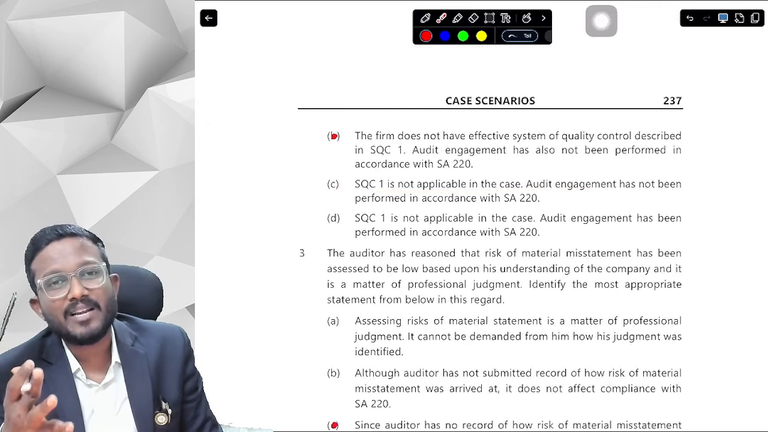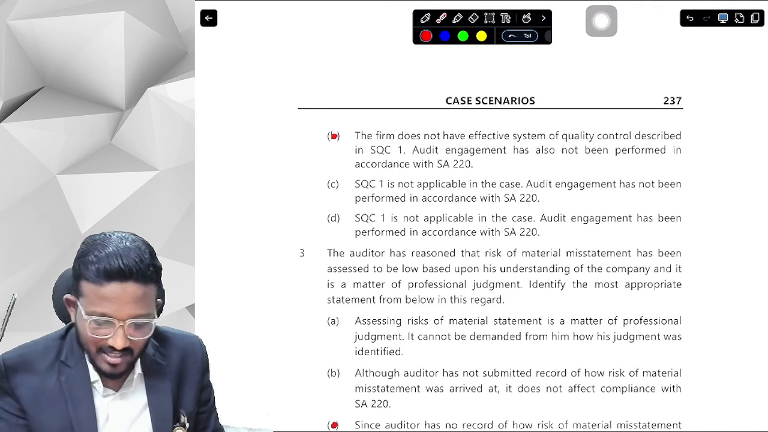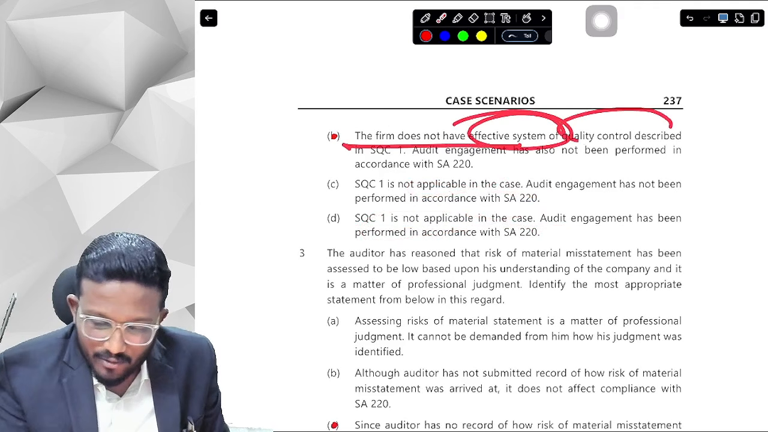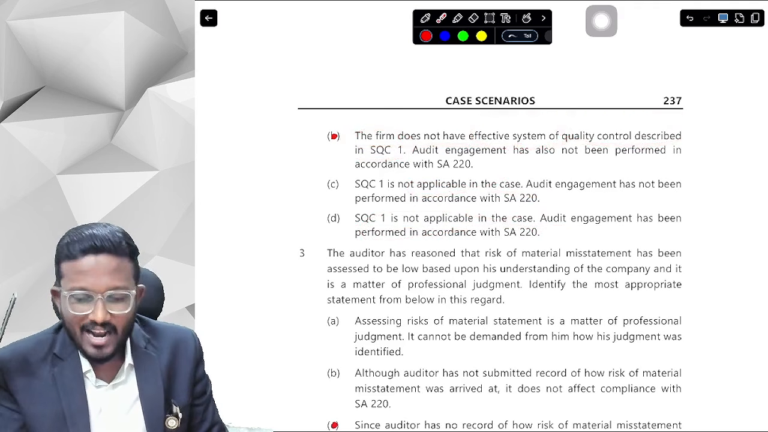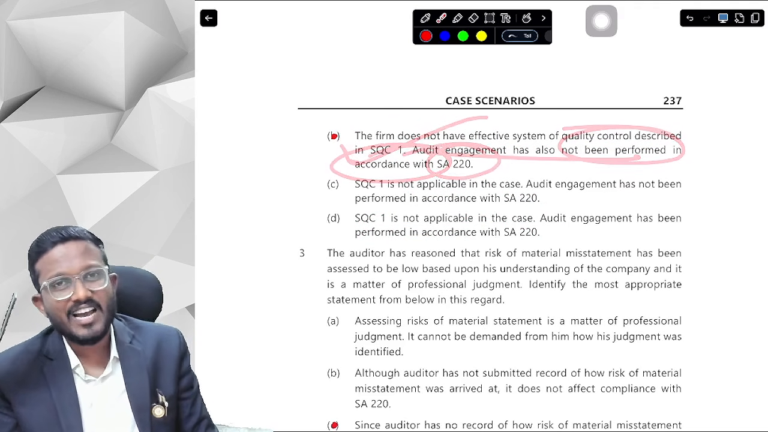Why? SQC 1 is applicable in every case. Even when SA 220 is not applicable, SQC 1 is applicable. So this is wrong. Thus, the firm does not have an effective quality control system as described in SQC 1, and the audit engagement has also not been performed in accordance with SA 220. This will be your correct option because they have multiple lapses.